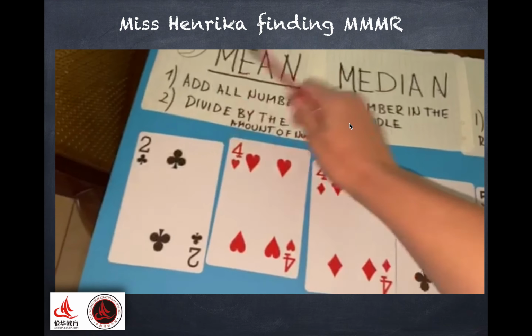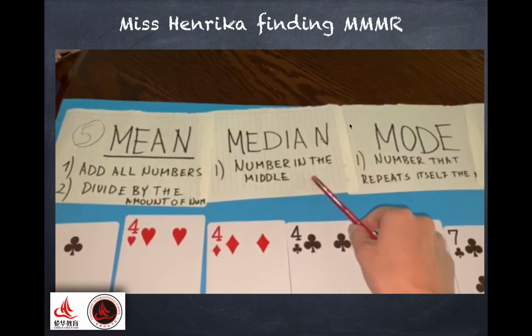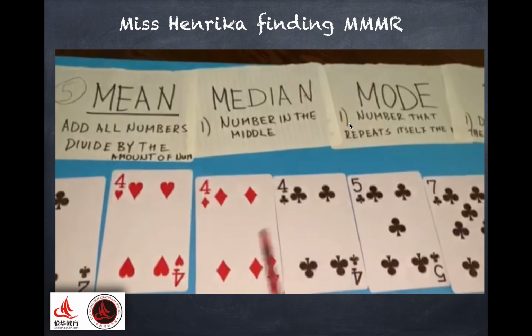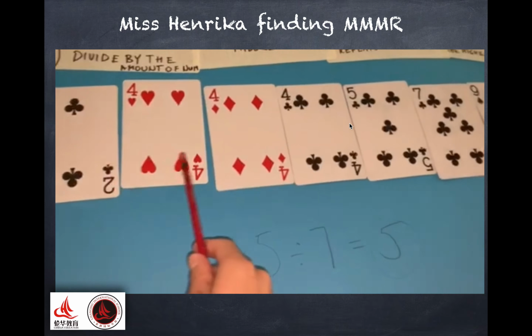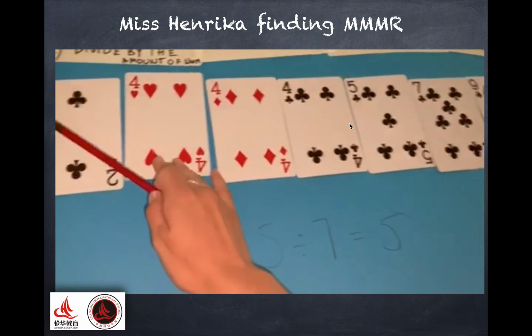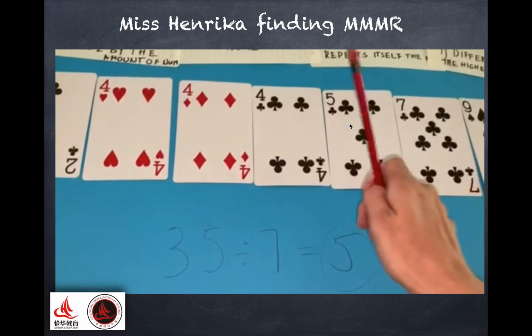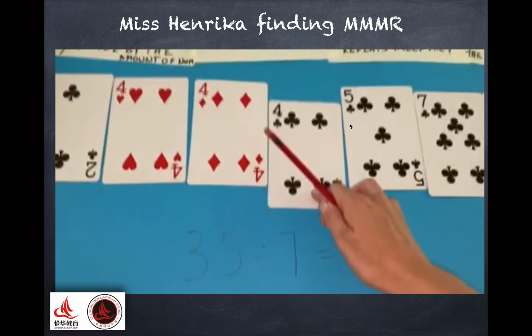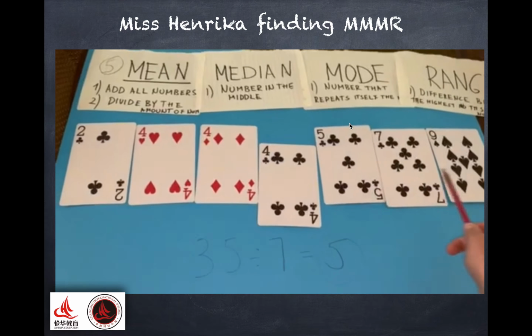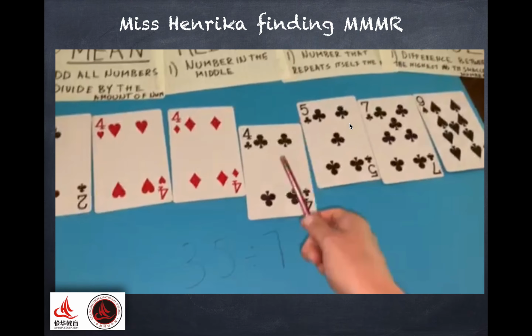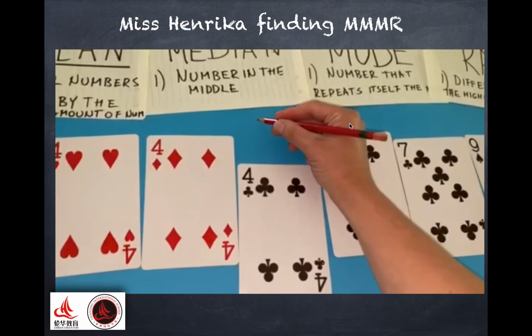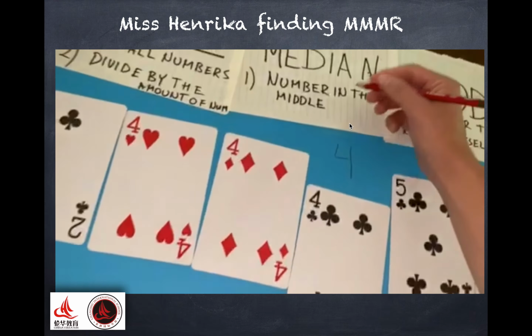Now, next one, median. What does median mean? Number in the middle. So we look for what number is in the middle. So we have 7 cards, okay? So 1, 2, 3, 4, 5, 6, 7. So the card that's in the middle is 4, okay? Because we have 3 on this side and 3 on this side. So our median is 4, okay? And we can write here.